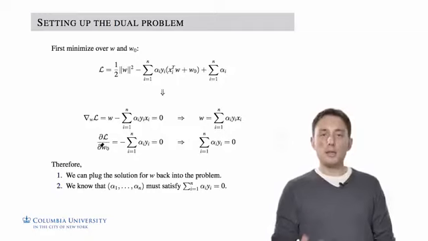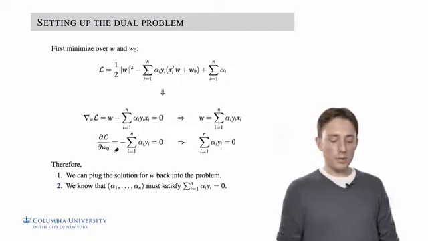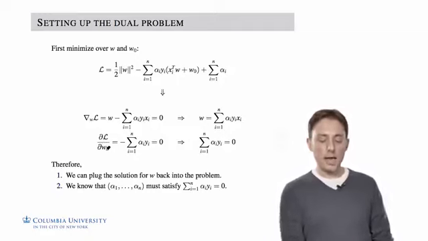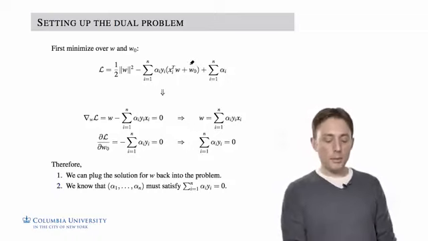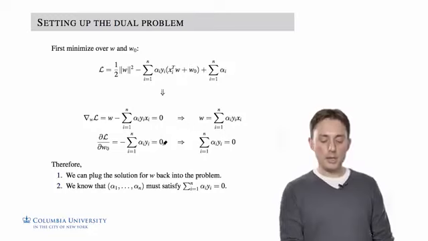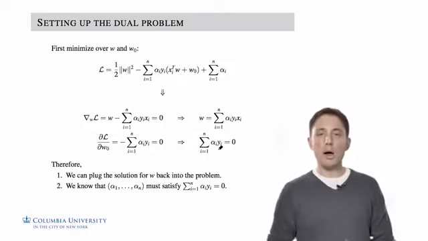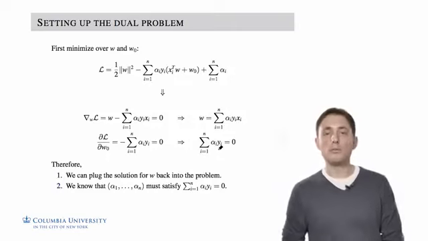Similarly, we take the derivative with respect to W naught. Notice that W naught is now eliminated, but we set that to 0, and we get this additional constraint that the sum of alpha i times yi has got to equal 0.